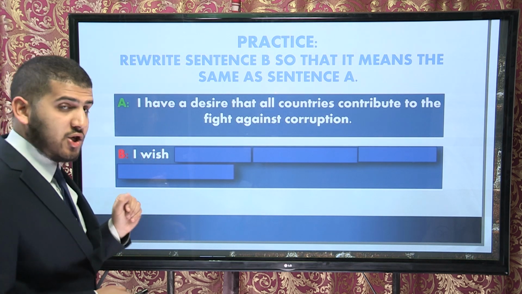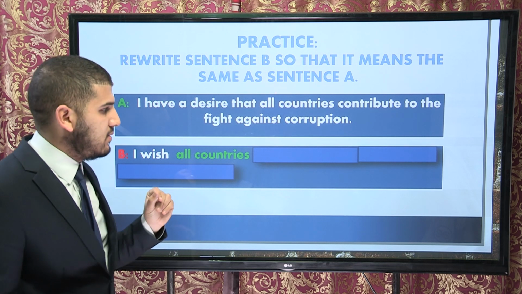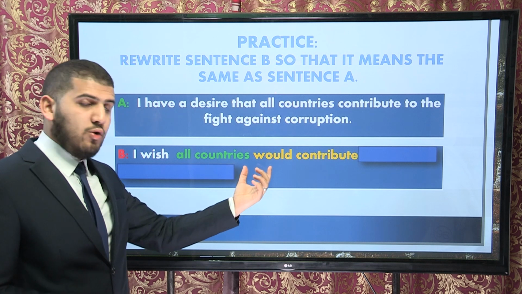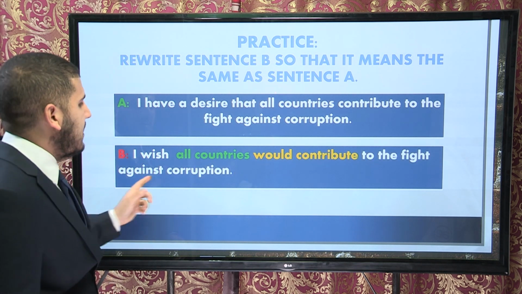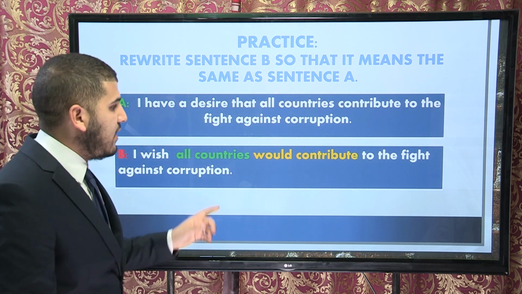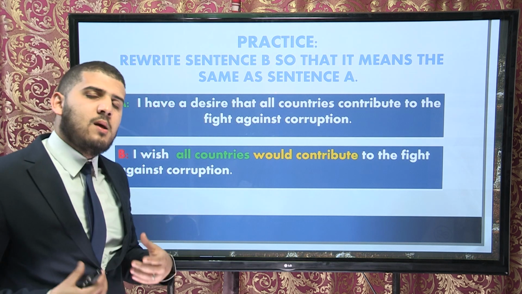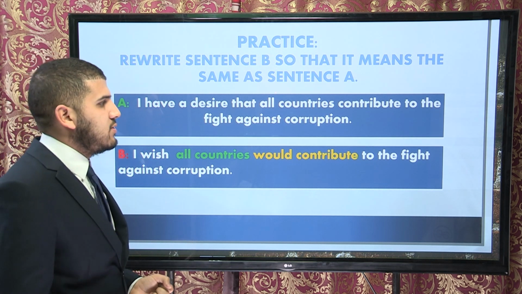Okay, so I wish all countries, which is the subject, would contribute, which is the verb, remember would plus stem, and the rest of the sentence, to the fight against corruption. So here we are expressing a wish in the near future. We are expressing a desire of change in the near future. We move on to the next example.